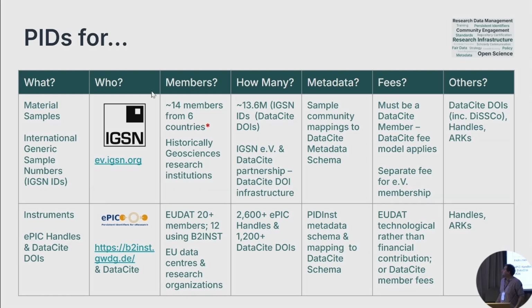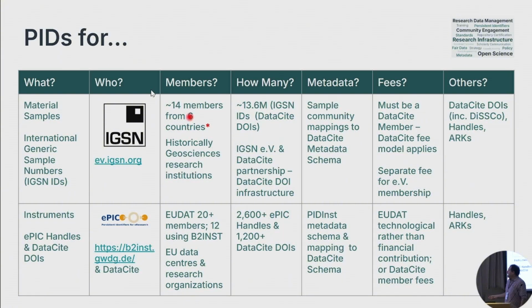What about PIDs for physical things? Well, these are a little bit more complicated because there are multiple organizations involved, but you have PIDs for material samples. These are mainly the International Generic Sample Numbers. They were originally developed by the IGSN organization, but IGSN has created a partnership with DataCite, and they're now under the DataCite DOI infrastructure.